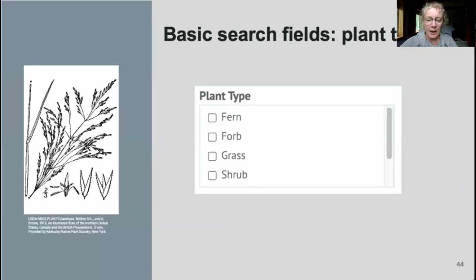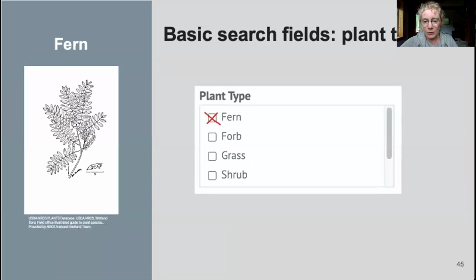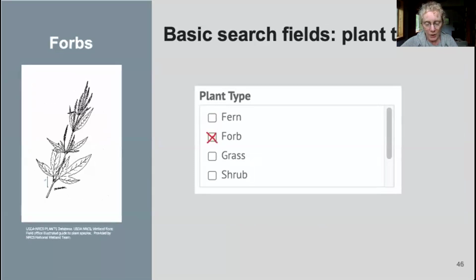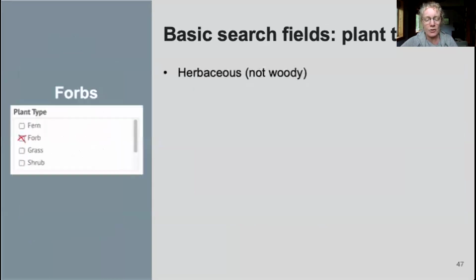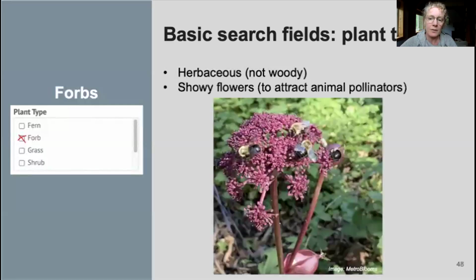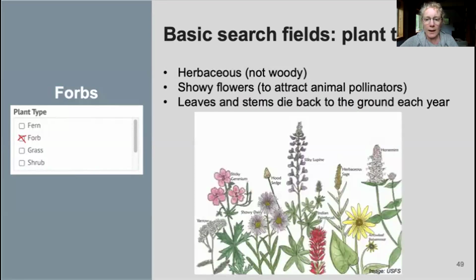So the first field is plant type, and this refers to growth form. So that means you could generate a list of ferns, you could generate a list of forbs, and we should stop right here and talk about what a forb is. So a forb is a plant that is herbaceous, and that means it is not woody. A forb at some point in its life cycle will make showy flowers because forbs need to attract animal pollinators. And their leaves and stems die back to the ground each year. So basically, forbs are any plant that we might commonly call a wildflower.